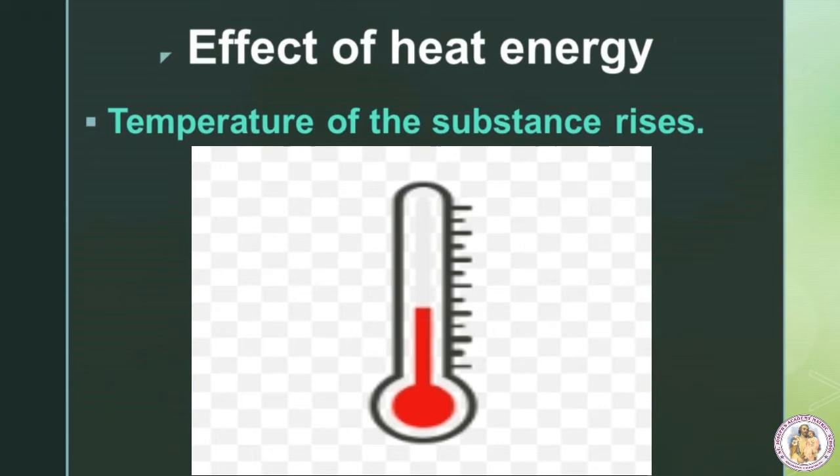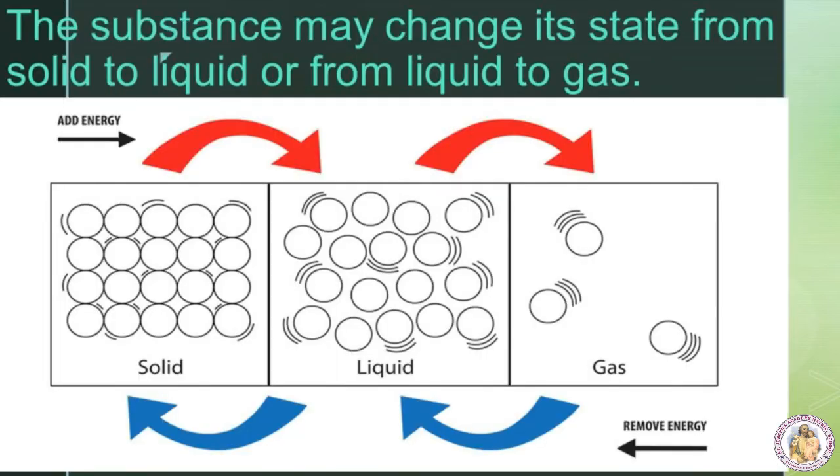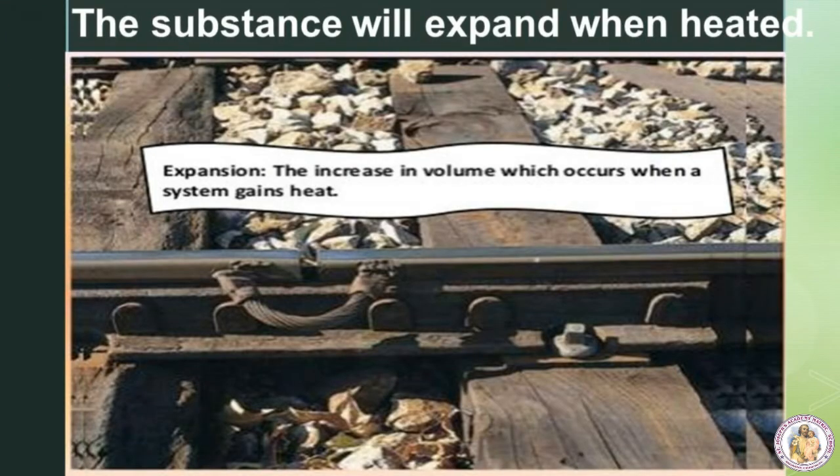Now, effect of heat energy. When a certain amount of heat energy is given to a substance, it will undergo one or more of the following changes. First, the temperature of the substance rises. Next, the substance may change its state from solid to liquid or from liquid to gas. Due to the temperature increase and decrease, the substance may change its state from solid to liquid, liquid to solid, liquid to gas, or gas to liquid. Next, the substance will expand when heated.